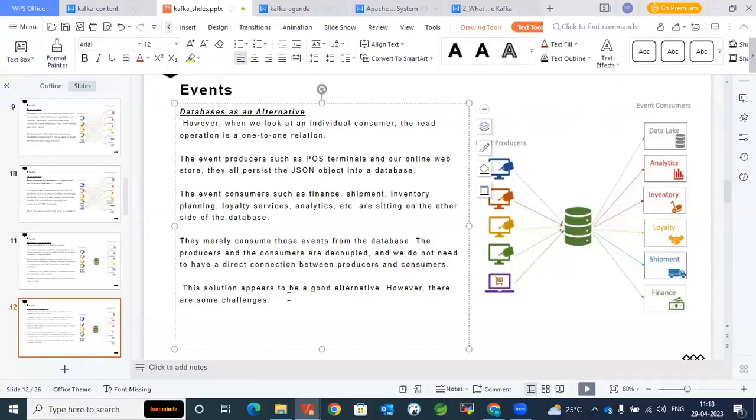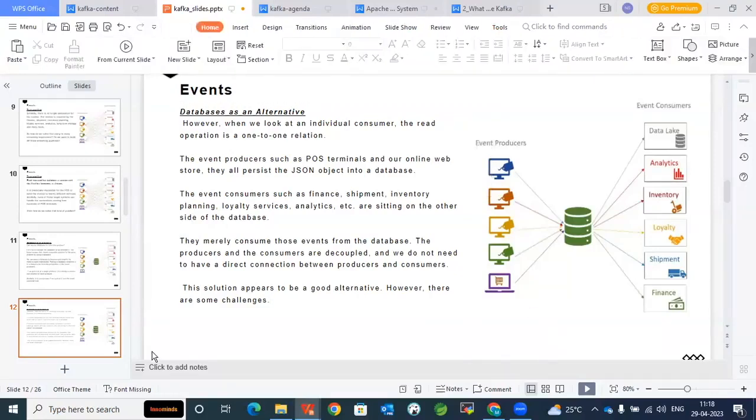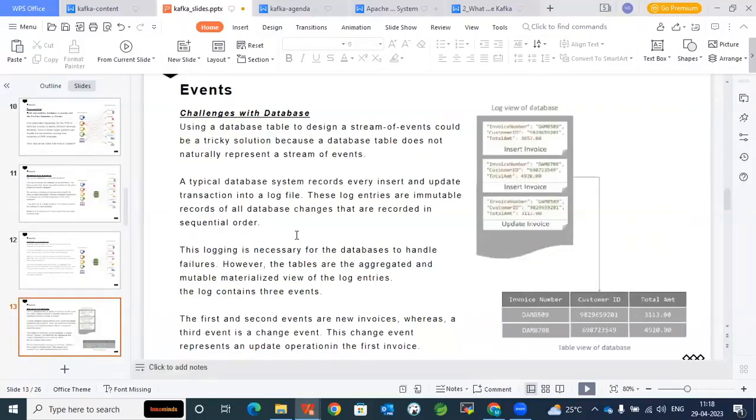But here we have one more challenge. Okay, what is that challenge? We can use the database, of course, and the database is solving the data losses. But here is one problem we have. So what is that problem? Let's go and see the problem.